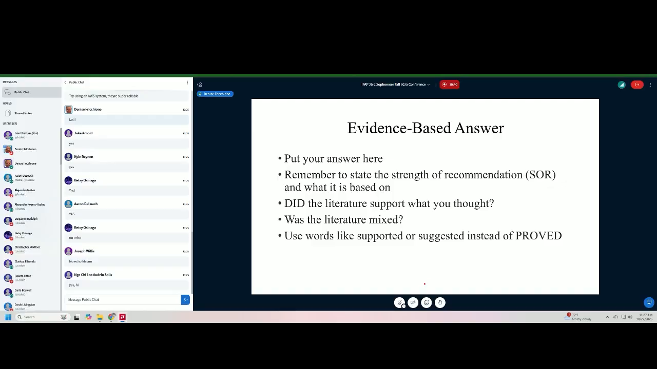Your evidence-based answer. Did the literature support your question in one direction or another? You probably have gone in your topic selection and you thought you were going to find information that showed one thing. It's possible that during your research, you find that you were wrong, and that's okay. Or that there wasn't evidence or good evidence to support it one way or the other.